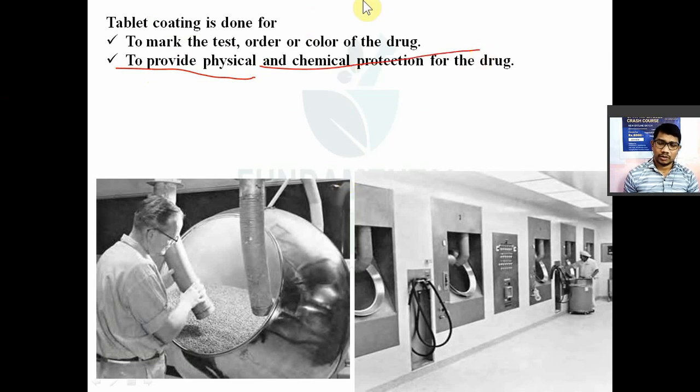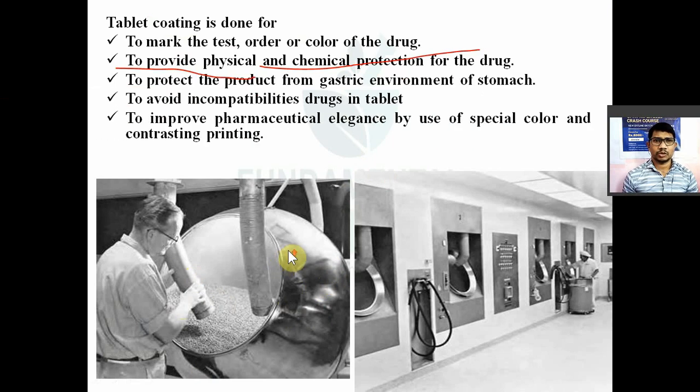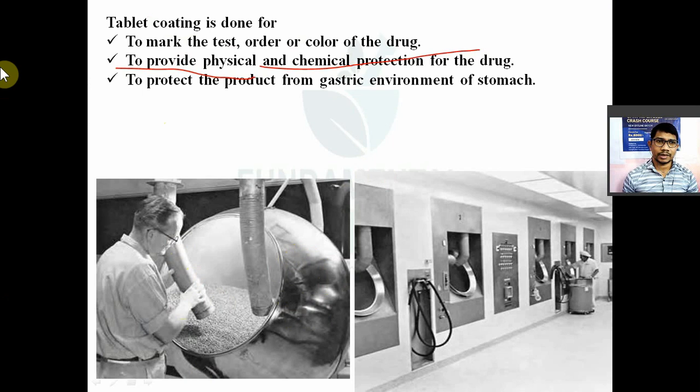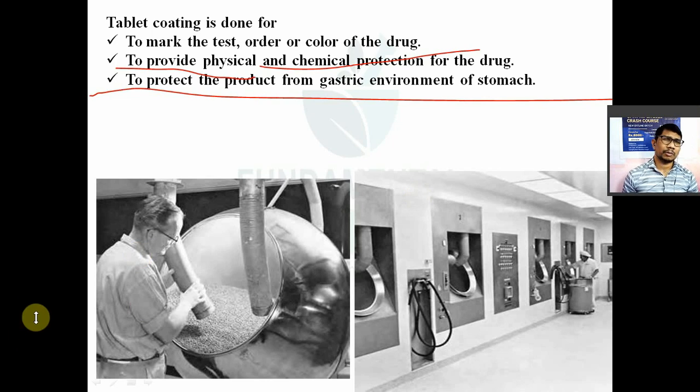Again, the purpose of coating is to protect the tablet from the gastric environment. Suppose your tablet consists of a drug which is destroyed by the GIT or by gastric juice. Suppose your tablet has an enzyme, a hormone, or some content which is being destroyed by acid. So your API is being destroyed in acid, like insulin, a hormone, an endogenous peptide, or an enzyme. So obviously, to protect that product from the gastric environment, you are making an enteric coating.